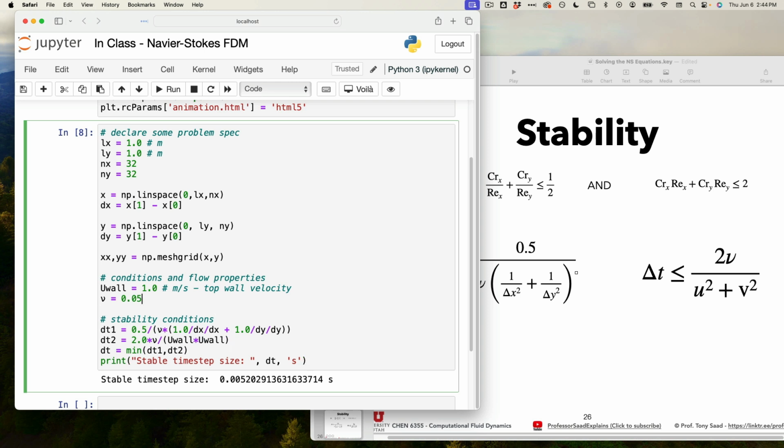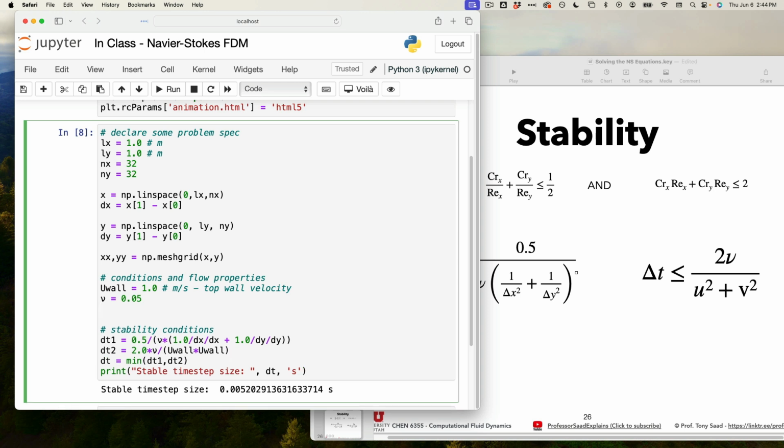Now these conditions are for a Reynolds number. If you've taken fluids, you understand that the Reynolds number is going to determine what flow regime you're in. Are you laminar or turbulent? And you will see as you push the Reynolds number on this problem, you will start observing more and more recirculation zones in the cavity.